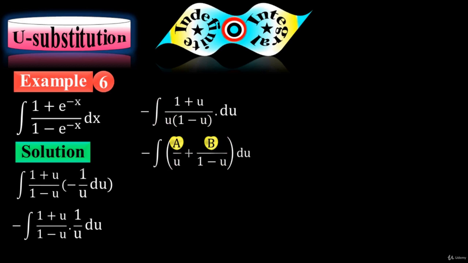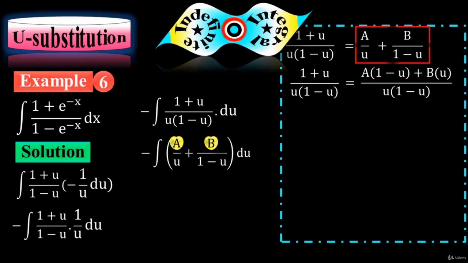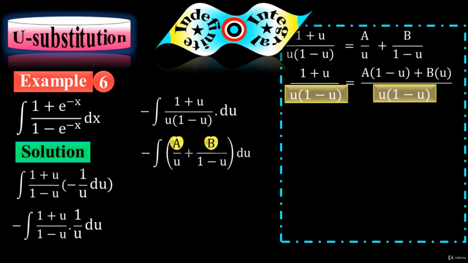Now we're going to find the values of a and b. We can say that this term equals this term here. We took the common LCM of the right hand side, which equals a times 1 minus u plus bu over u times 1 minus u. These two terms are similar at both sides, u times 1 minus u. They will cancel each other and we're left with only 1 plus u equals a times 1 minus u plus bu.